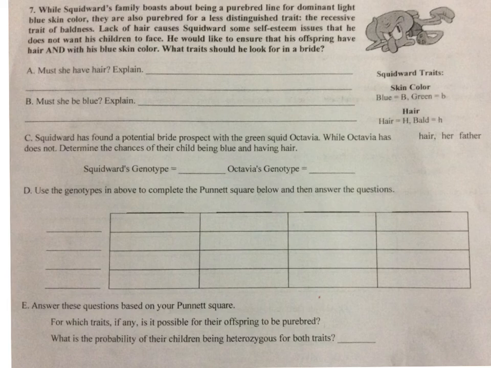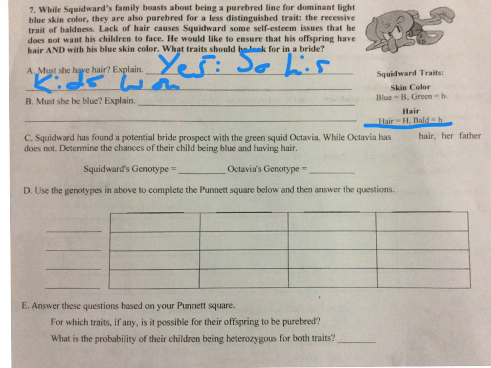Now, should she have hair? Okay, well, when I look at my hair, it says having hair is dominant, and he does not want his kids to be bald, so does she need to have hair? Yes. Why? So his kids won't be bald. Now, he also wants his kids to be blue.